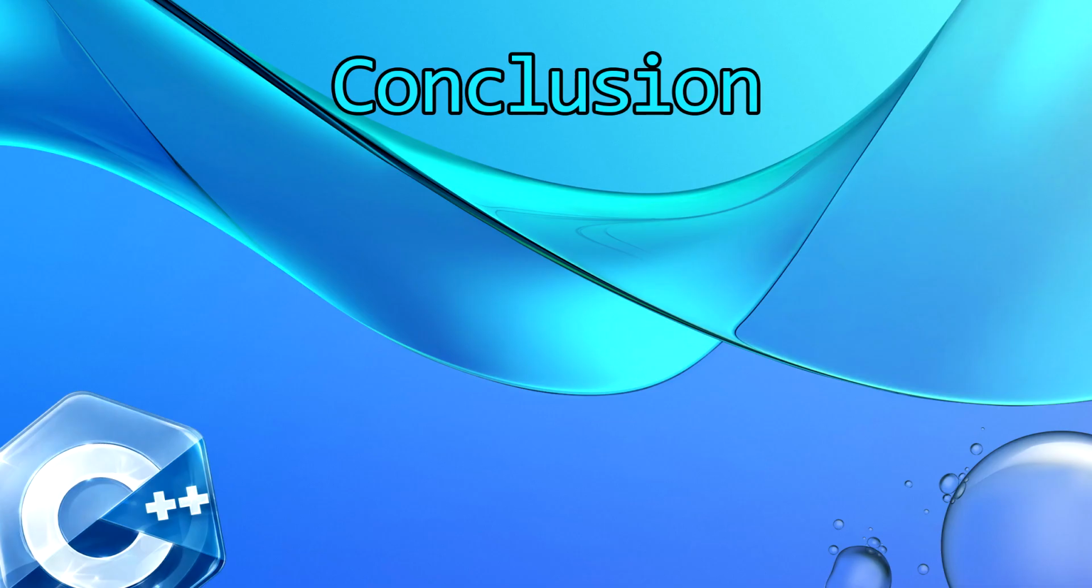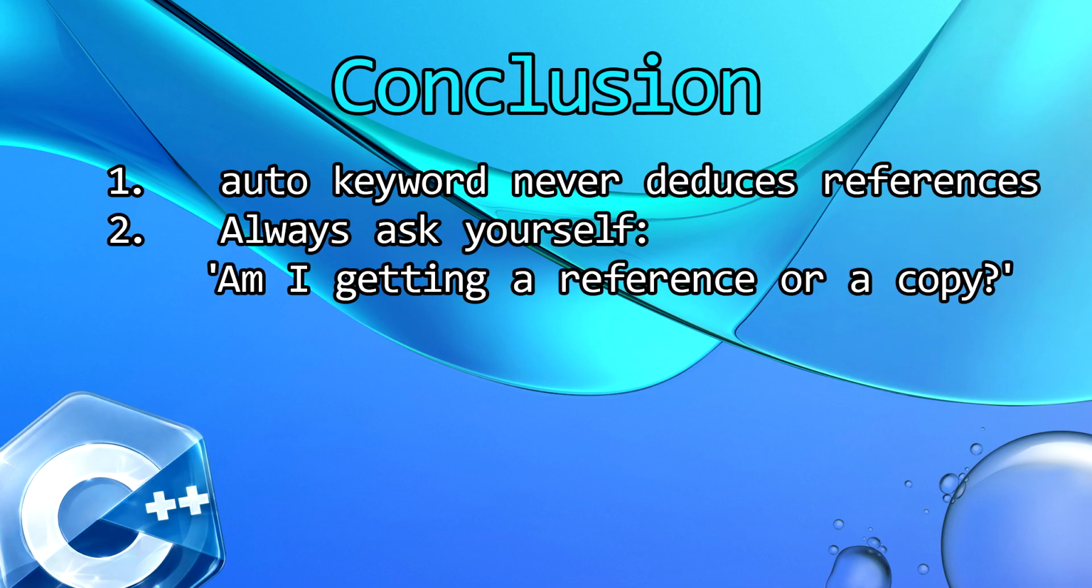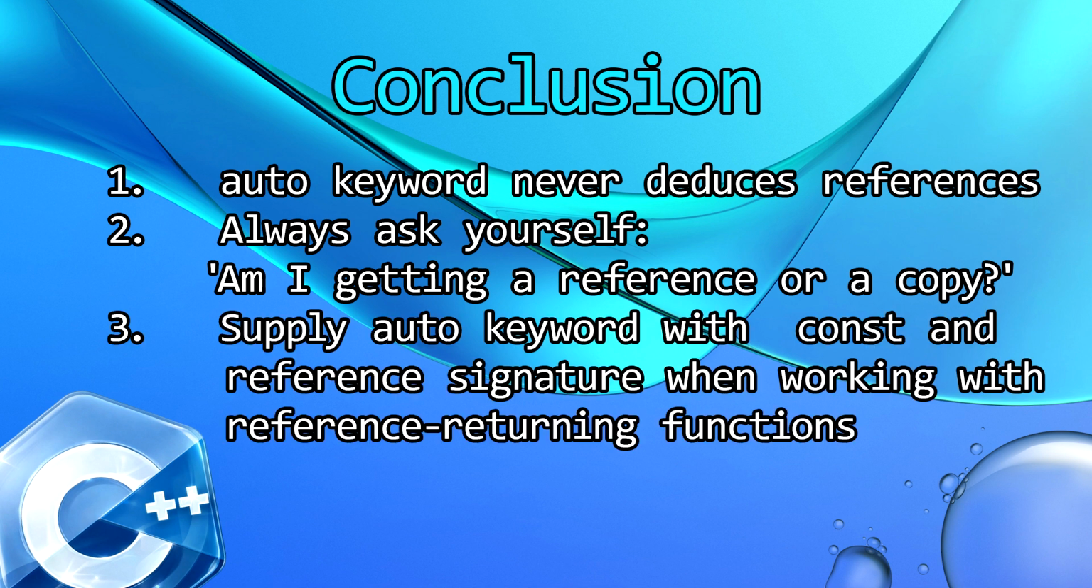Okay, let's summarize what we learned today. The auto keyword never deduces references. Always ask yourself, am I getting a reference or a copy? Supply the auto keyword with const and reference signature when working with reference-returning functions. This one habit can save you megabytes of memory and hours of debugging.